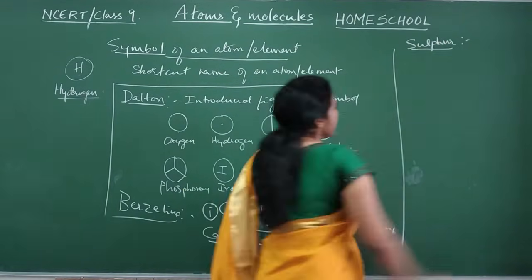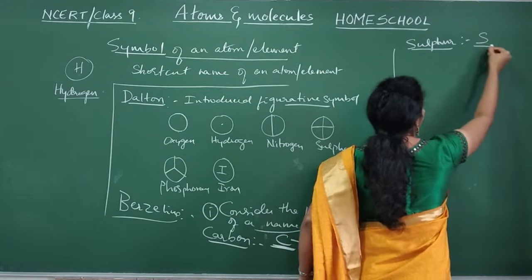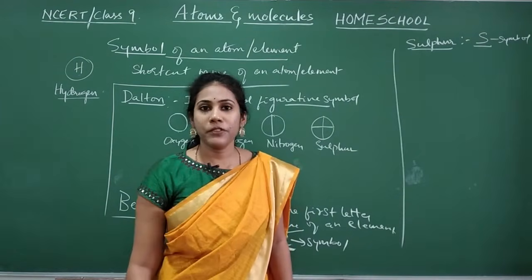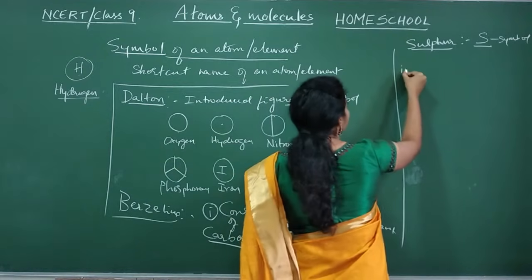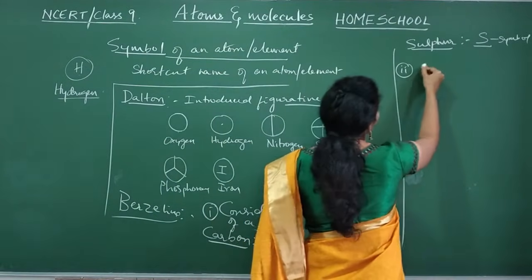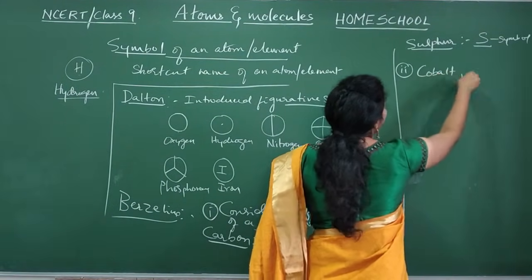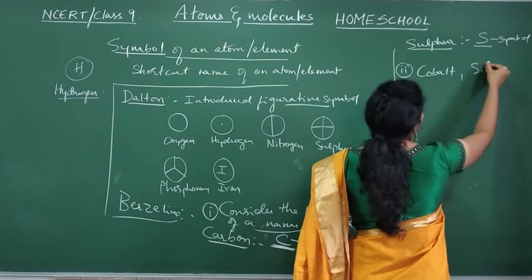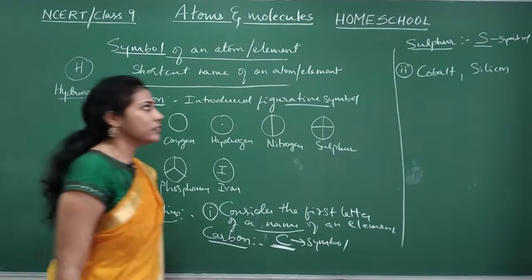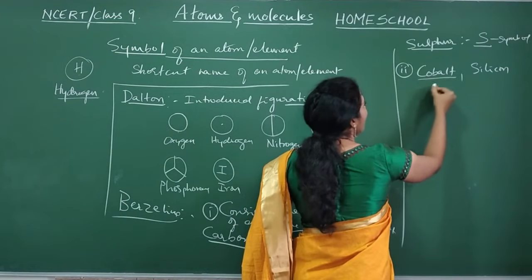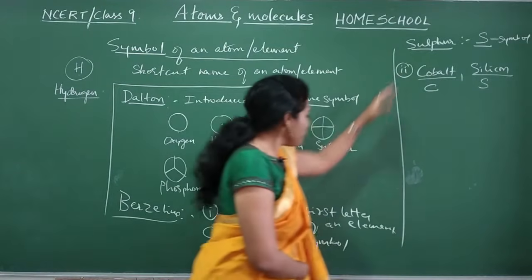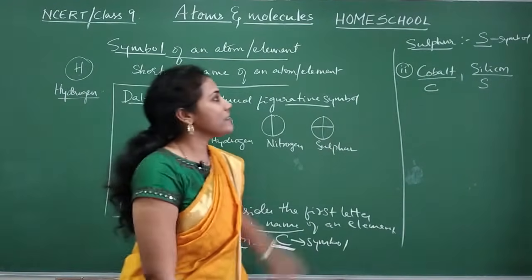So what is the symbol for sulfur here? Just S, yes, you can use it as a symbol, he said. But there comes a problem, isn't it? You have an element cobalt, and you also have an element silicon. Say, if you use a symbol for cobalt as C, and if you use a symbol for silicon as S, you will get confused with the symbols of carbon and sulfur, isn't it?